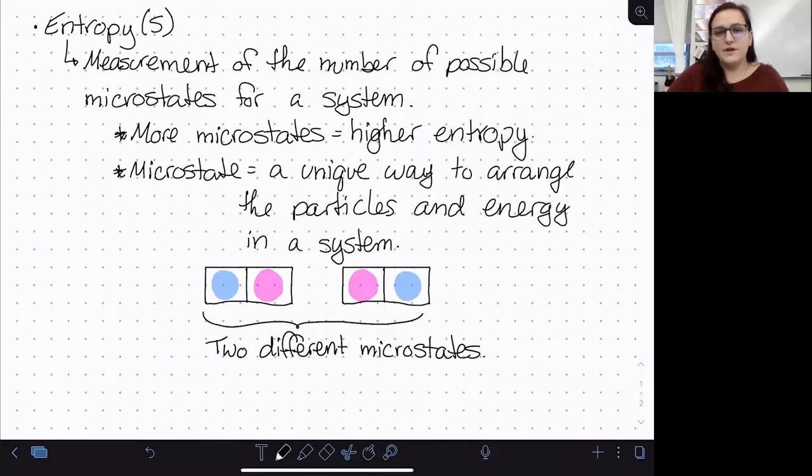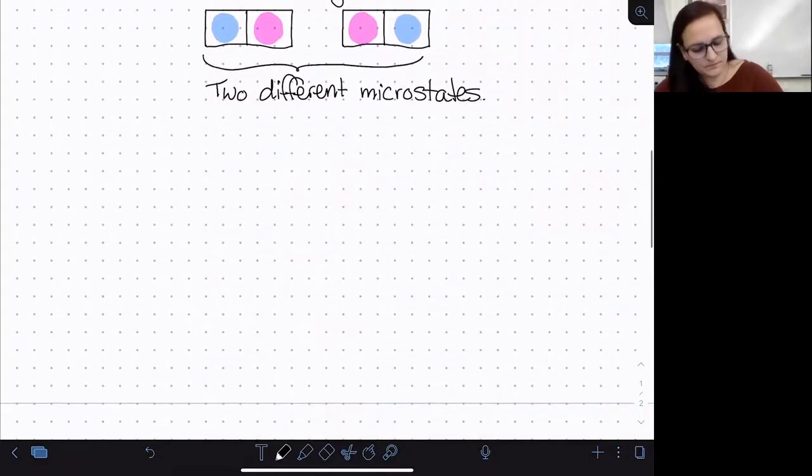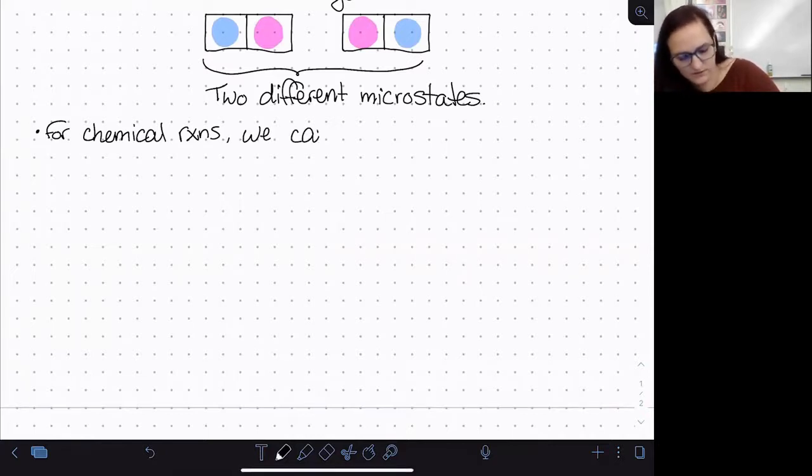For chemical reactions, we can usually predict how the entropy is changing throughout the reaction, so whether the products are higher in entropy or the reactants are higher in entropy. And there are a couple major things that factor into that decision. We usually only need the balanced equation. So for chemical reactions, we can usually predict the sign of the entropy change, which is delta S.